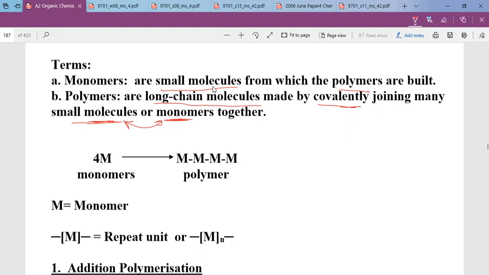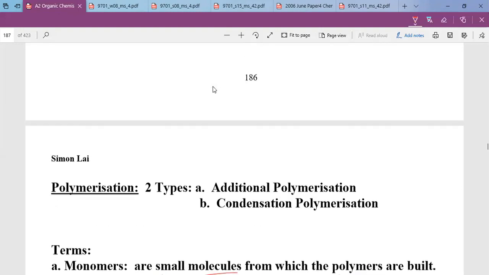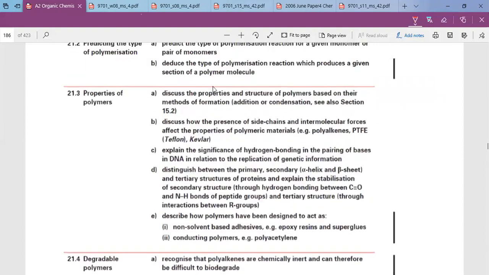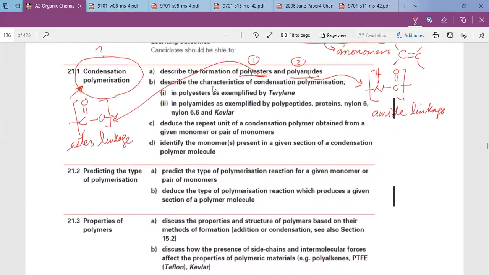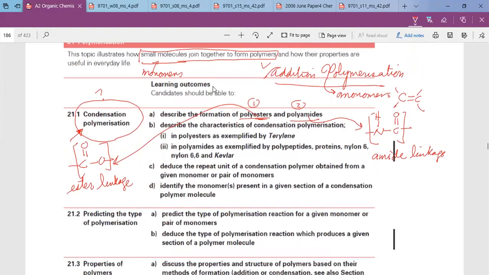Now let's go back to the syllabus. Here, actually it's revision of Form 5 ideas. You have to know this: describe how they form, and describe the characteristics of condensation polymerization. That means when they are formed, what are the ingredients, what are the reagents, and what are the products. So we have to look at Terylene, which is the example for polyester.